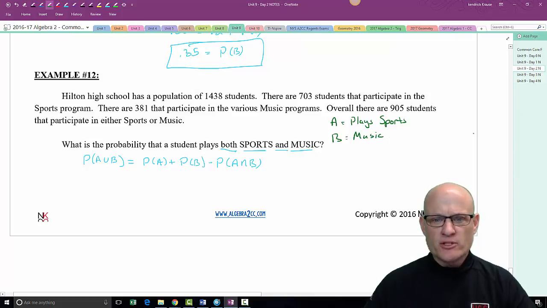All right, so what do I have here? I have a total of 1,438 students. So the probability of A is 703 over 1,438. I got to add to that the probability of B, which is 381 over 1,438.